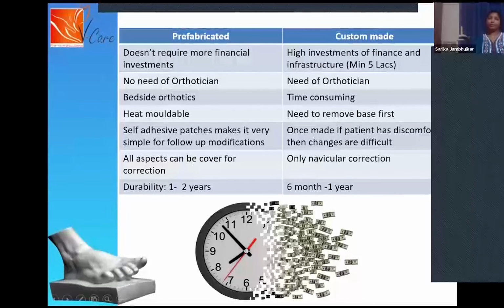Overall, this bio-advanced prefabricated orthotics has a life of 1 to 2 years, depending upon the patient's lifestyle and body weight also. The custom made has a life of 6 months or 1 year. Okay, so this was just an overview about how this practice works, what kind of cases you can see.